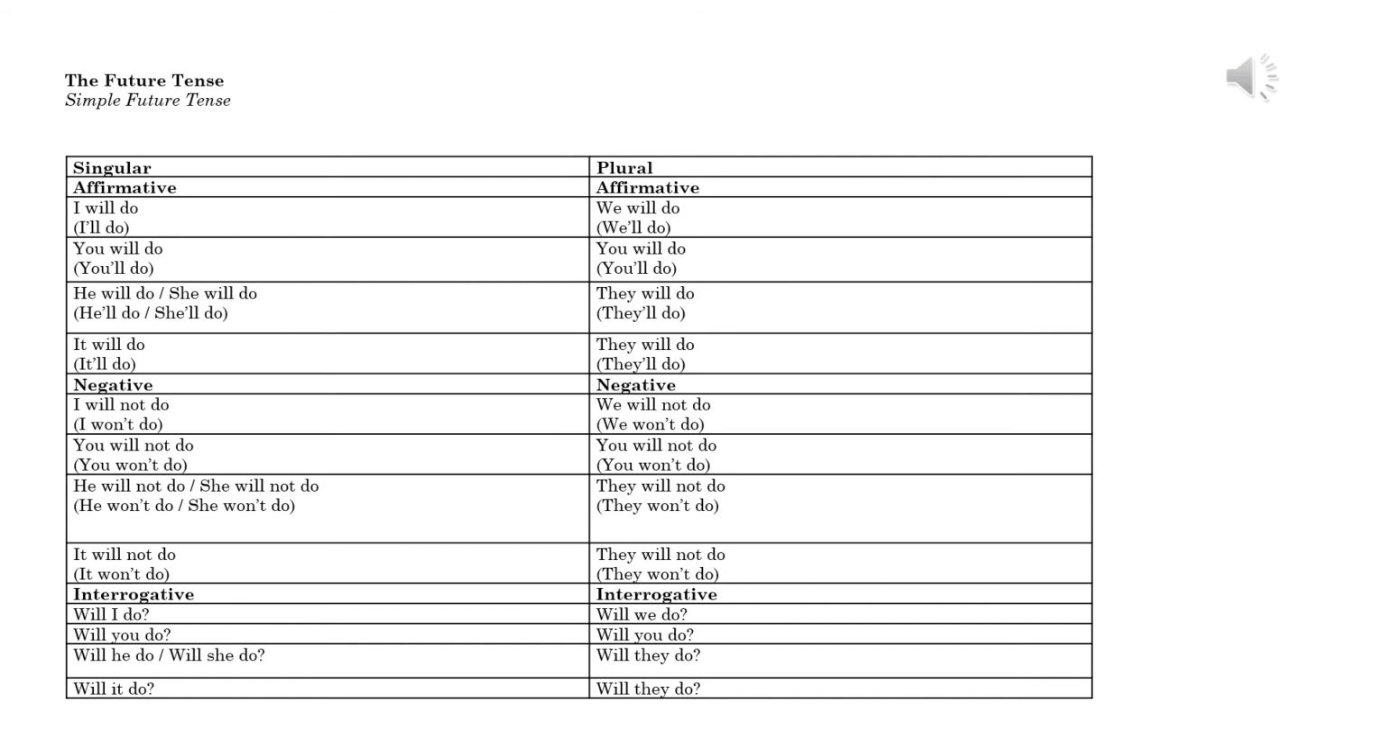Negative. I will not do. I won't do. You will not do. You won't do. He will not do. She will not do. He won't do. She won't do. It will not do. It won't do. We will not do. We won't do. You will not do. You won't do. They will not do. They won't do.